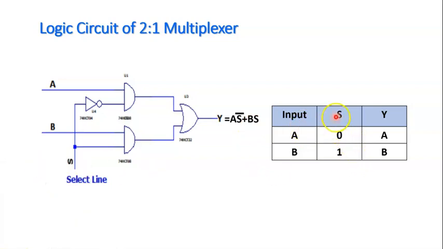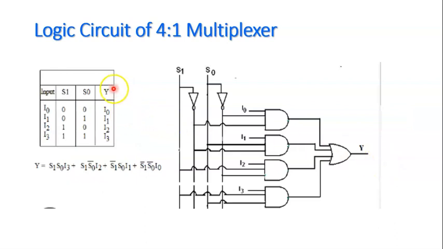You will find that whenever S is equal to 0, input A is selected at the output. Whenever S is equal to 1, input B is selected at the output. Now, for the 4 to 1 multiplexer, again you require as many AND gates as the number of inputs. So 1, 2, 3, 4 AND gates, I0, I1, I2, I3. This is the data that is to be routed at the output.